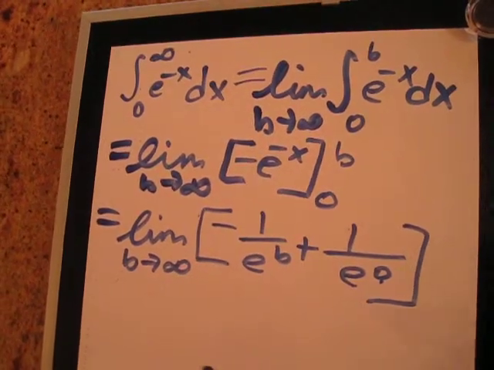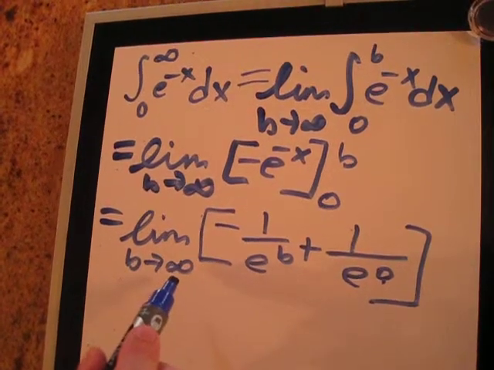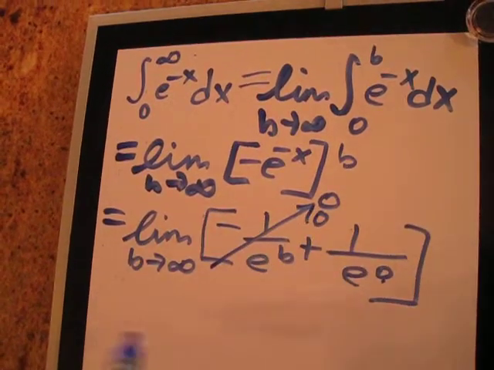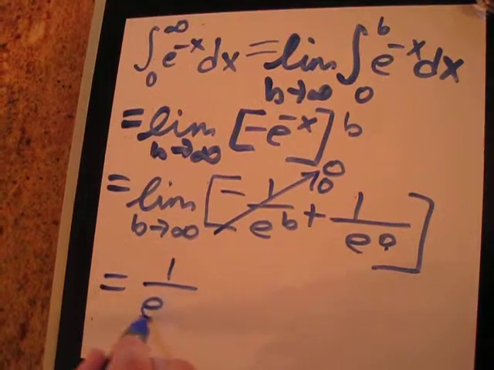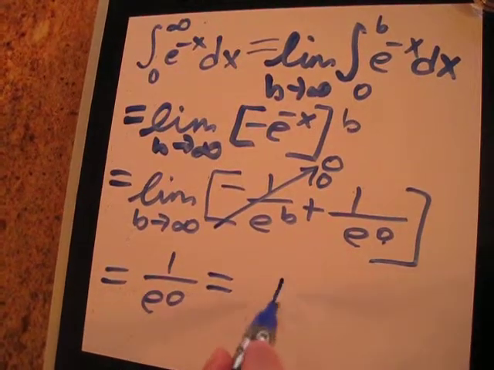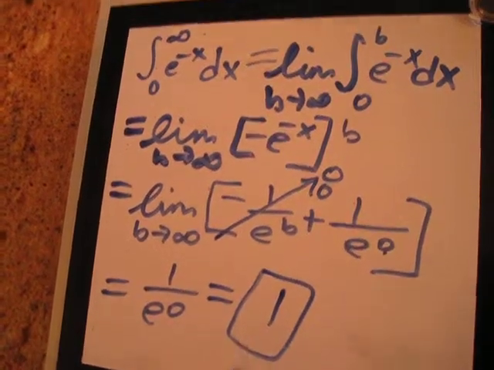And so now when we apply the limit as b approaches infinity, this expression here will tend to 0. And so we are left with 1 over e to the 0, and e to the 0 we know is equal to 1, so this expression is equal to 1.